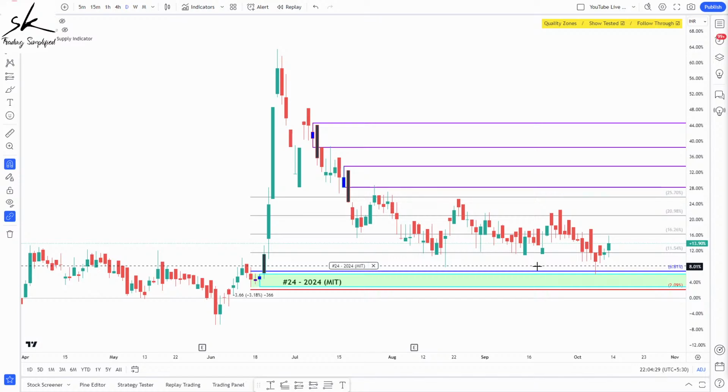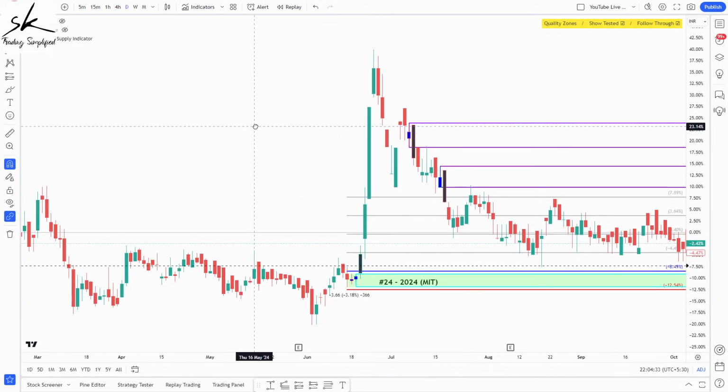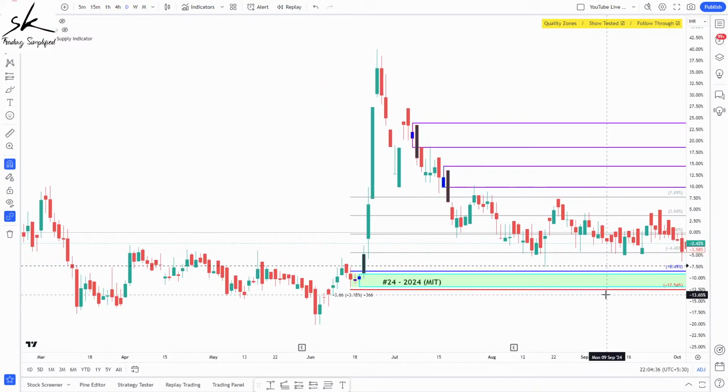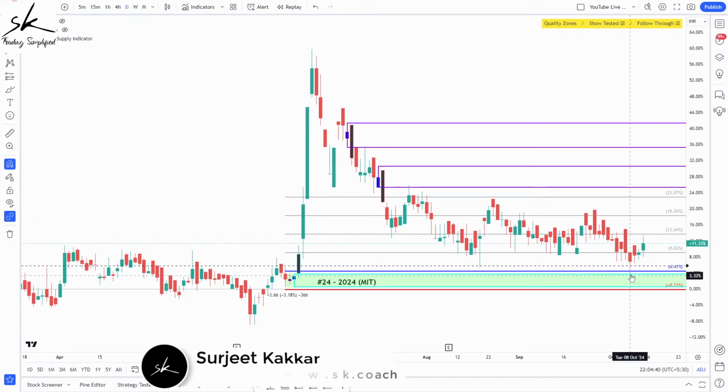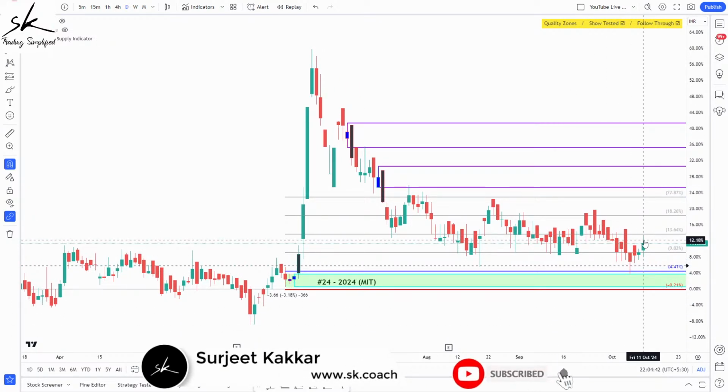So if you want to go and watch the previous video, you can do that. When you go through the previous video, the chart will be something like this. We were still not into the zone. And then you can see when the market crashed, we definitely came into the zone, just touched the zone, and that is where we started moving up.